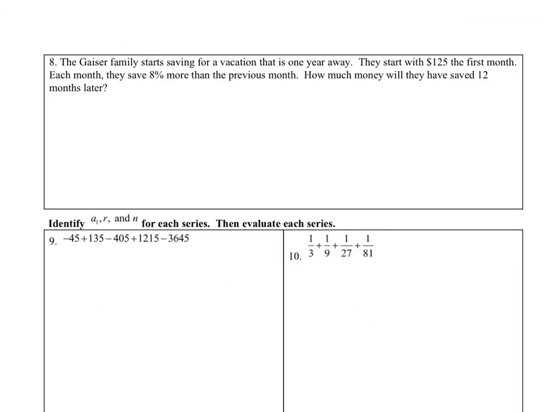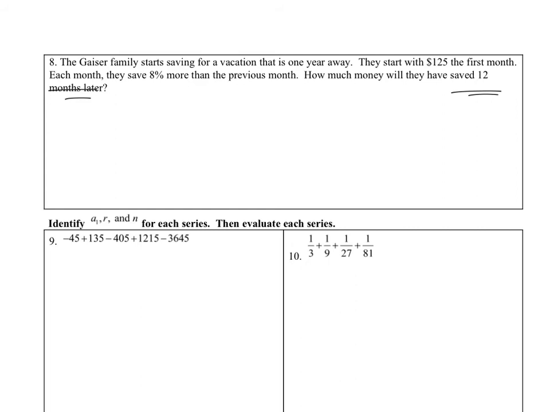The Geyser family starts saving for a family vacation that is 1 year away. They start with $125 the first month. Each month they save 8% more than the previous month. How much money will they have saved 12 months later? So because we have a limit of 12 months, you're going to use the finite geometric series formula.